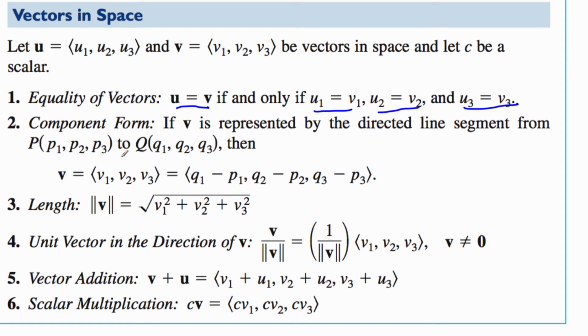To find a component form between 2 points, you take the difference of the x, the difference of the y, and the difference of the z. The length is, of course, the square root of v1 squared plus v2 squared plus v3 squared. And for the unit vector, you do the exact same thing. So this is the component form divided by the magnitude of the vector. When you add vectors, you add the x's, you add the y's, you add the z's. And when you multiply, of course, you distribute that constant to all 3 terms.